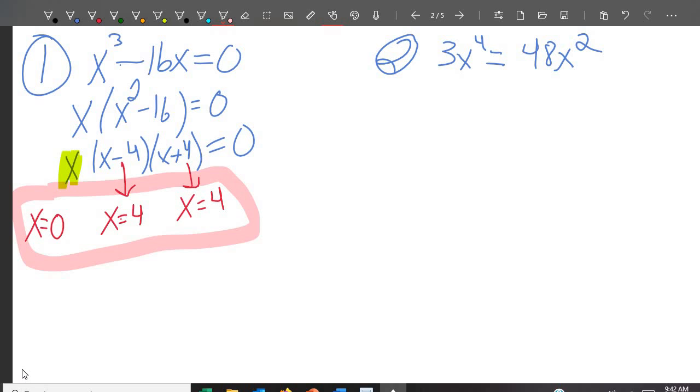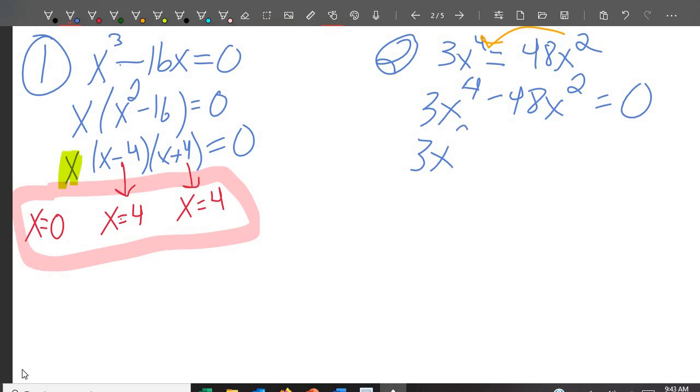Number 2 is not equal to 0, so we need to force it equal to 0. So we're going to move this over here. And remember, it changes signs when it moves across the equal sign. Alright. Now we're going to factor out the GCF. In this case, the GCF is a 3 and an x squared. What we're left with is x squared minus 16.